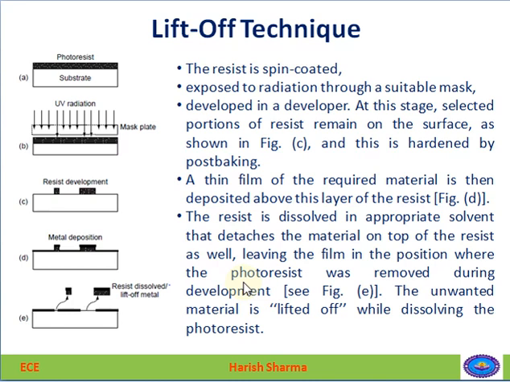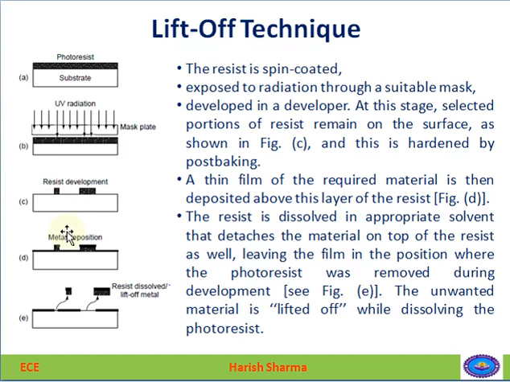Next is the Liftoff technique. Here you can see this is the substrate, and apply a photoresist here on the substrate. Then it is exposed with the UV rays through the mask. After UV exposure, these are the exposed areas. These are the opaque parts, this is the transparent part in the mask. So these exposed areas will be hardened and the remaining portion will remain softened. So after developing, the exposed area will be retained and the remaining will be removed.